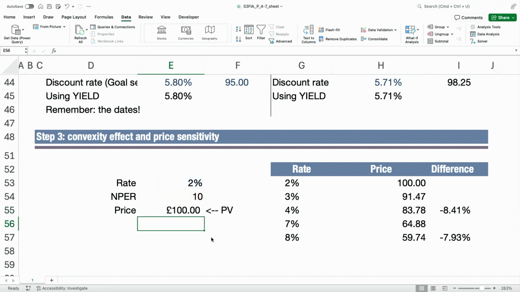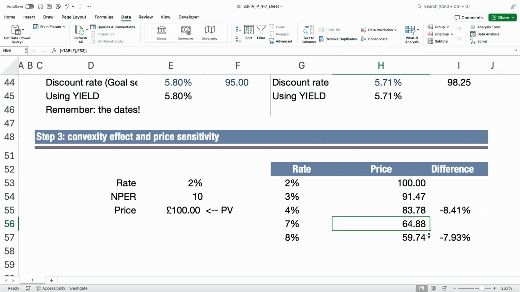And now we see that by raising, as requested in the practice activity exercise, the discount rate from 3 to 4%, the price decreases from 91.47 to 83.78. The percentage change is equal to a decrease of 8.41%, whereas if the discount rate increased from 7 to 8%, the price would decrease from 64.88 to 59.74, for a percentage decrease of 7.93%. The verbose computations are reported in the notes.